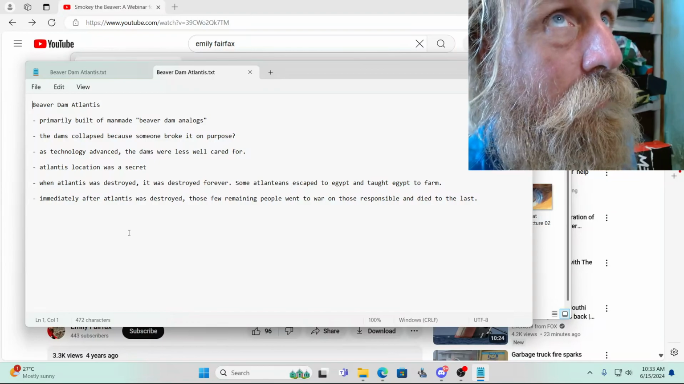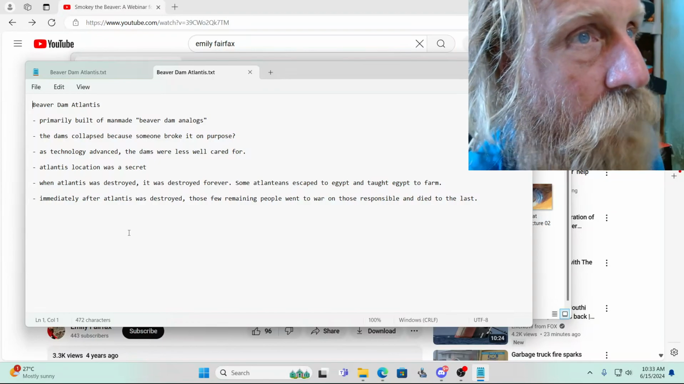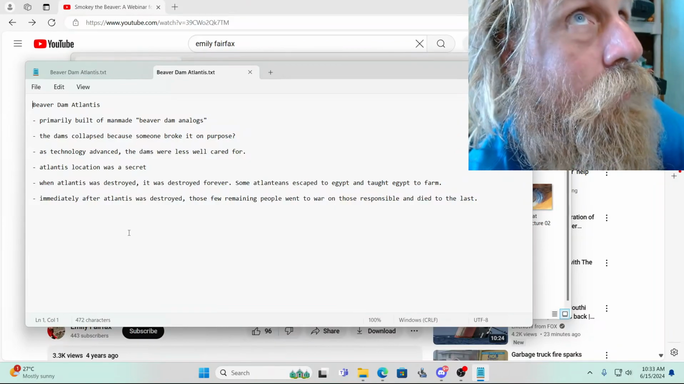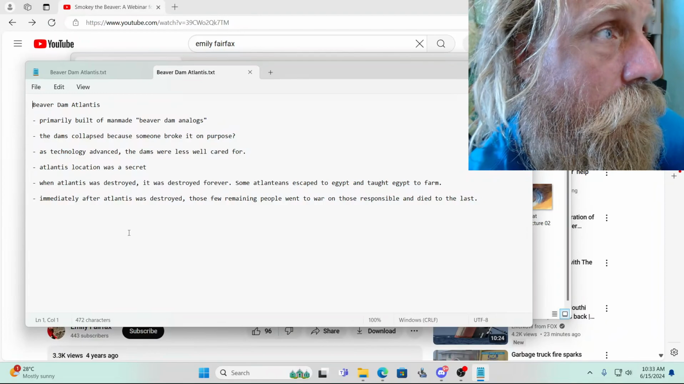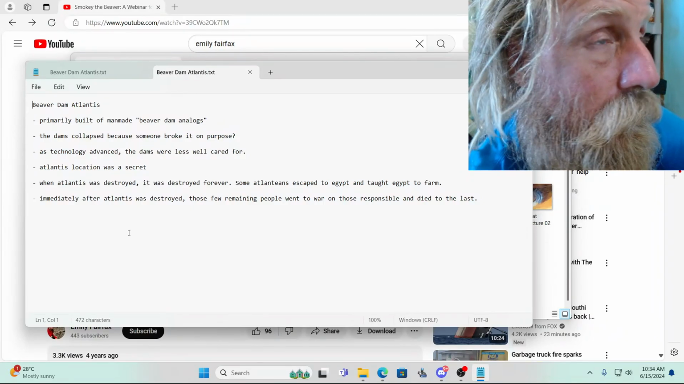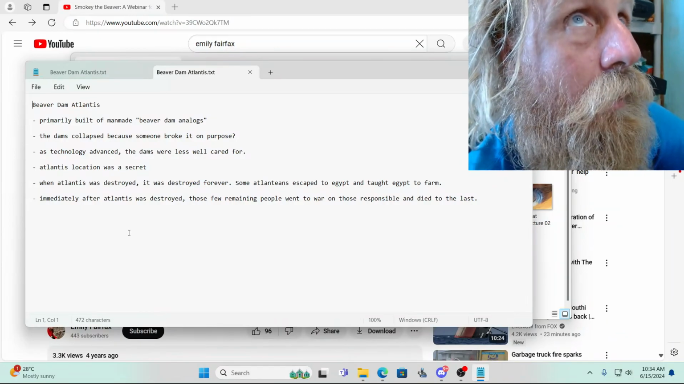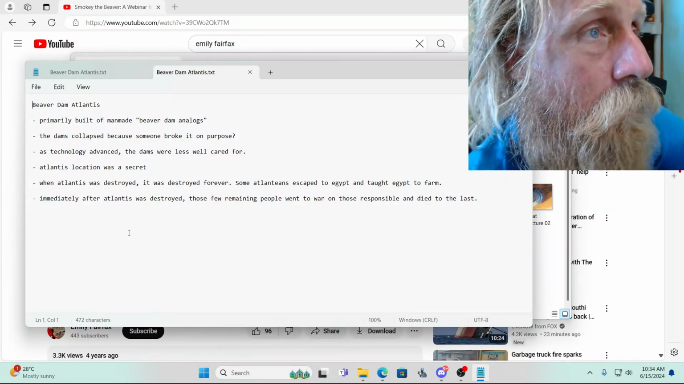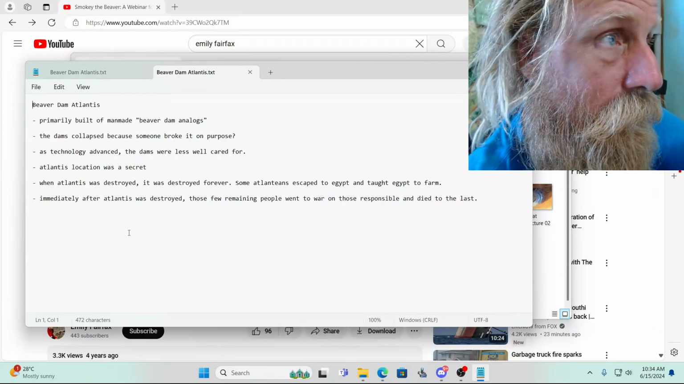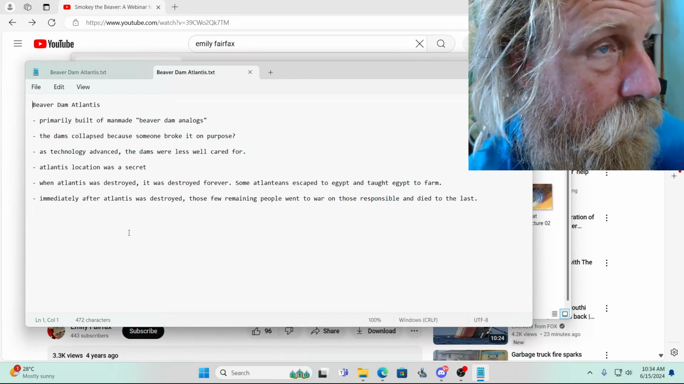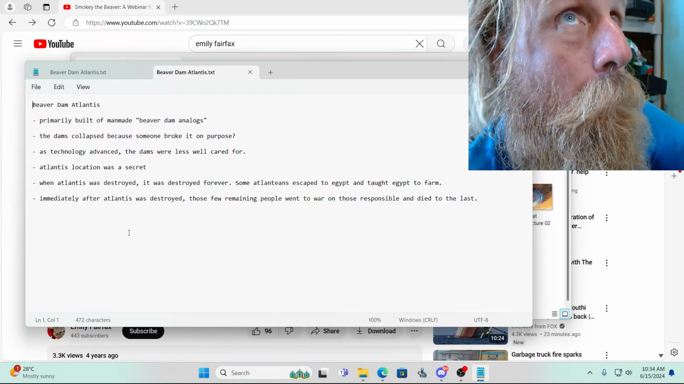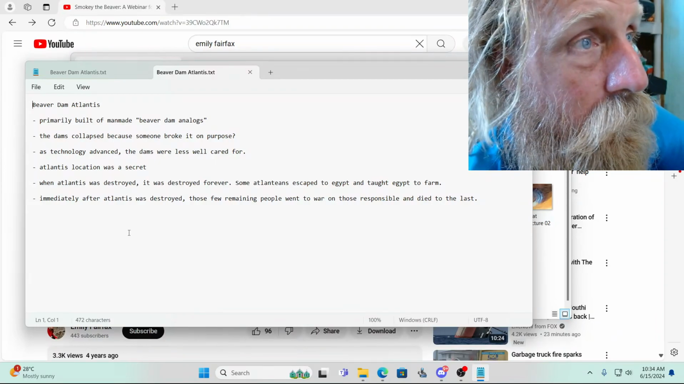And so the legend of Beaver Dam Atlantis is kind of like a fable project to expand on the idea that during the Stone Age, people did live with beavers, and they did learn from beavers, and they built beaver dams, and potentially some people even built extensively beaver dam environments, and it filled with beavers, and there was lots of beaver damming going on, but the dams would fail, and it would be catastrophic.